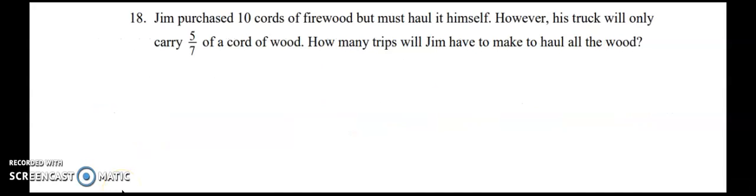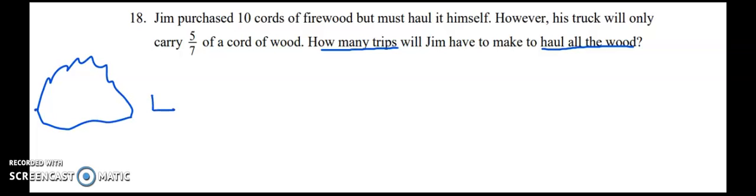Question number 18. Jim purchased 10 cords of firewood but must haul it himself. However, his truck will only carry 5/7 of a cord of wood. How many trips will Jim have to make to haul all the wood? So I'm imagining a big pile of wood. And then here's his truck, and you all know that I can't draw at all. So he can only take a little bit at a time, and he has to go and come back and fill up again. So he's going to be filling up and filling up and filling up. And we know the total.